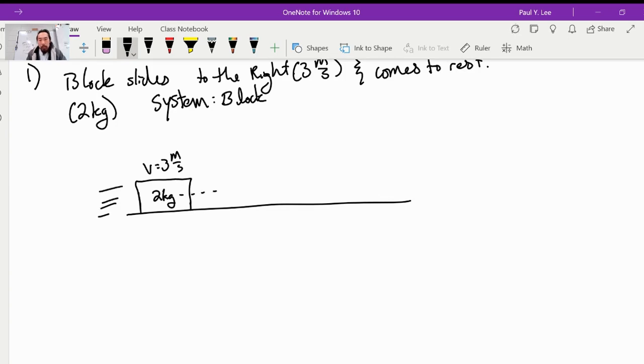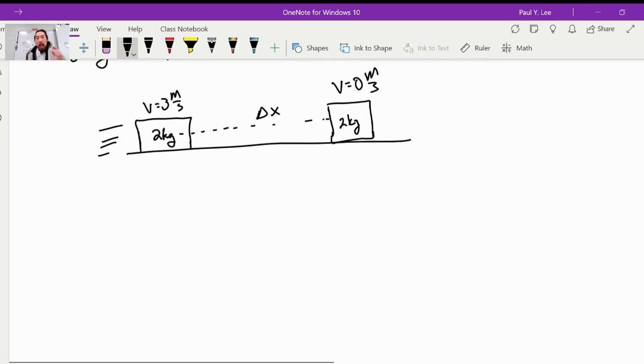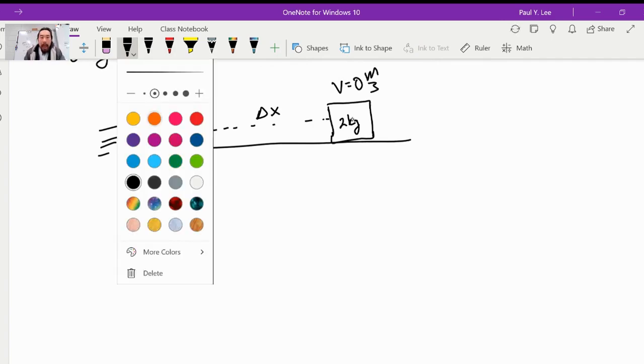Right, with some displacement. We don't know what it is yet, but eventually it comes to rest. So that 2 kilogram object comes to rest at 0 meters per second. Okay, so that is our sketch and our drawing, and good habits in general.